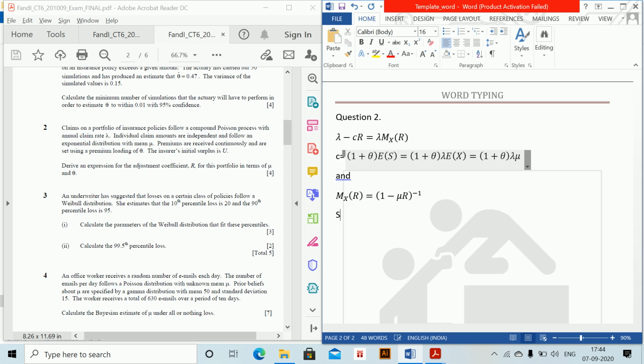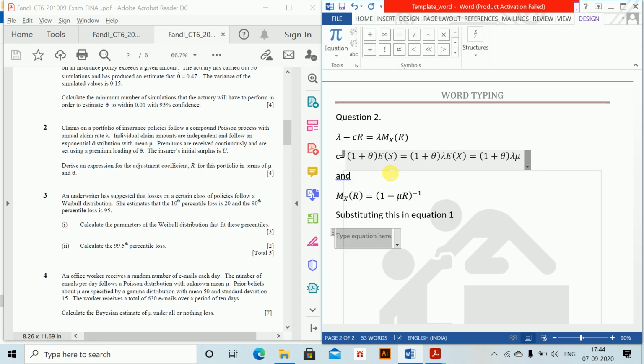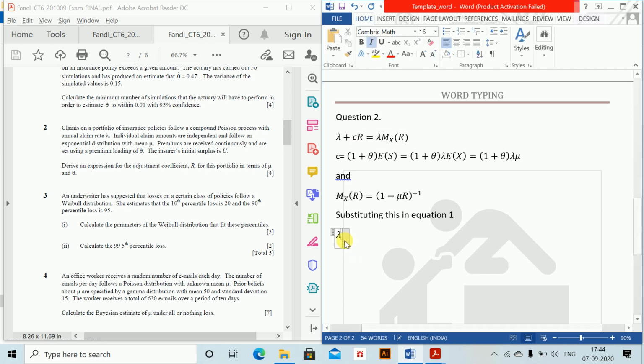So substituting this in equation 1, we have lambda plus cr, so lambda plus 1 plus theta lambda mu r equals lambda into (1 minus mu r) inverse. This one.